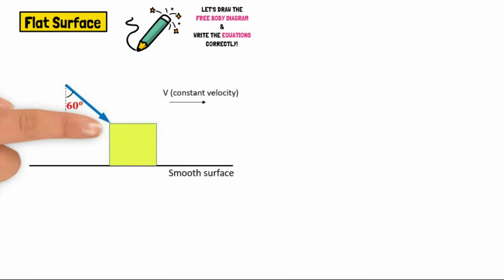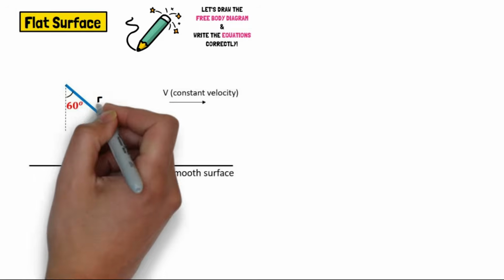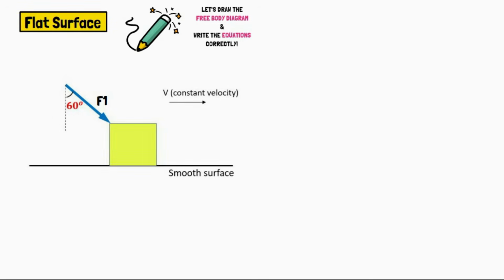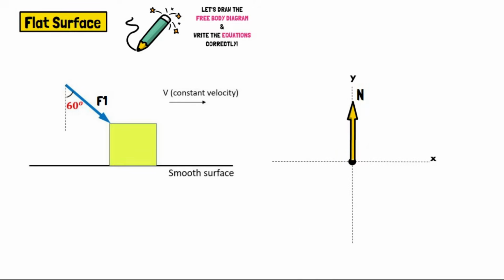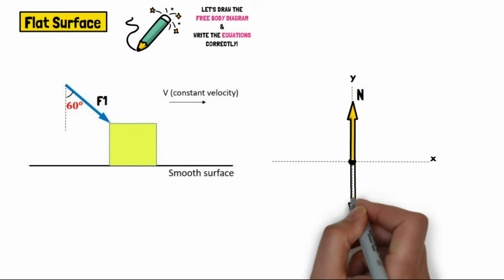Boleh? Sekarang kita akan beralih kepada contoh yang seterusnya, when we have a smooth surface and the object is moving to the right with a constant velocity when we put an external force F1, seperti yang ditunjukkan dalam rajah. So now let's try to draw the free body diagram. So we're going to have X and Y axis. So kita akan ada normal force since the object is in contact with the surface. And then kita ada weight of the object downward.